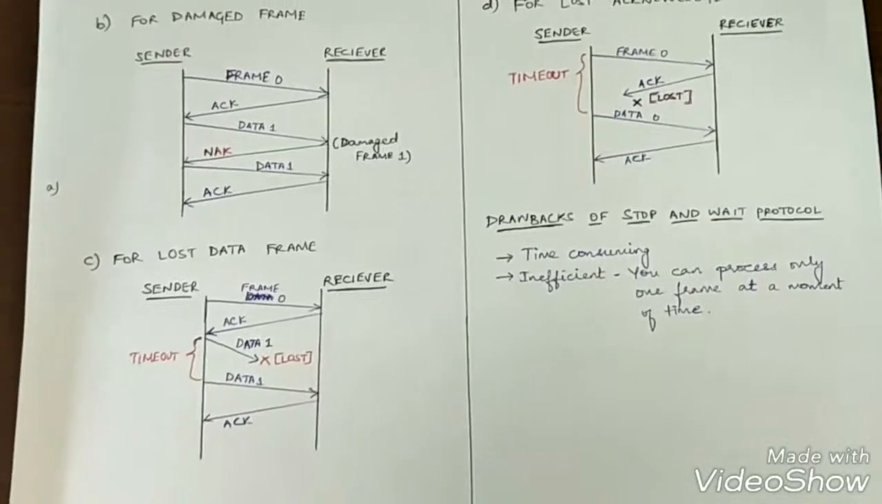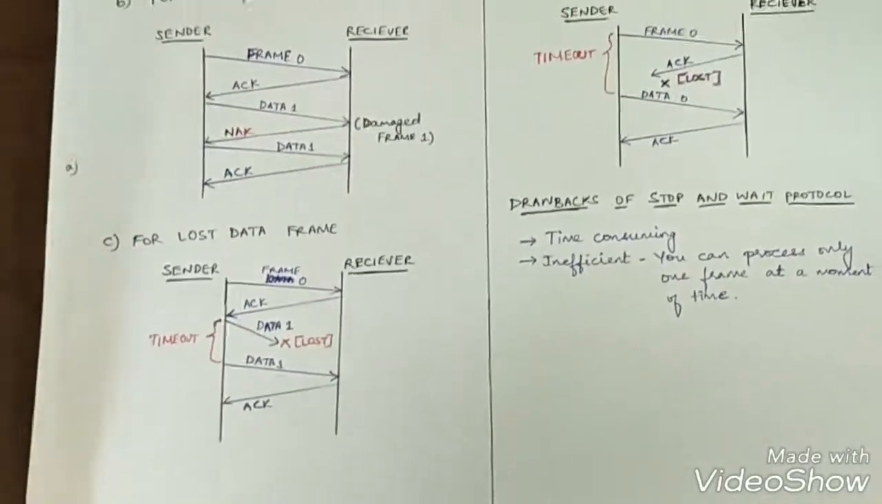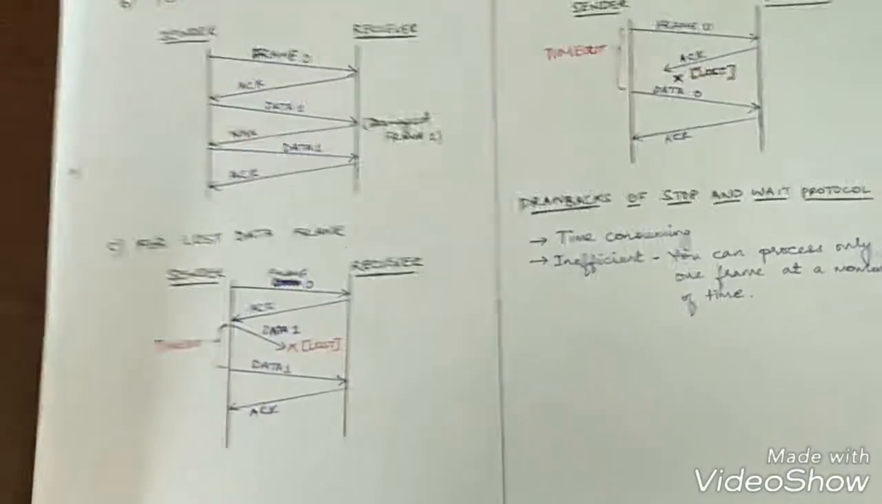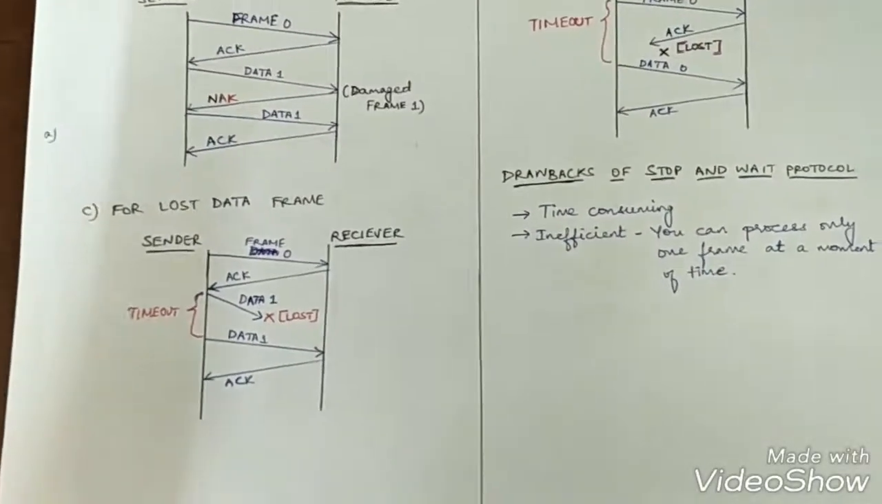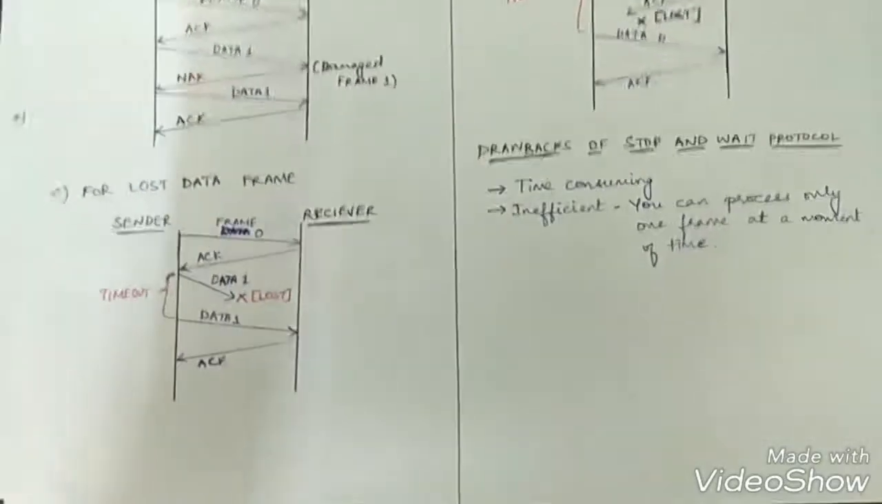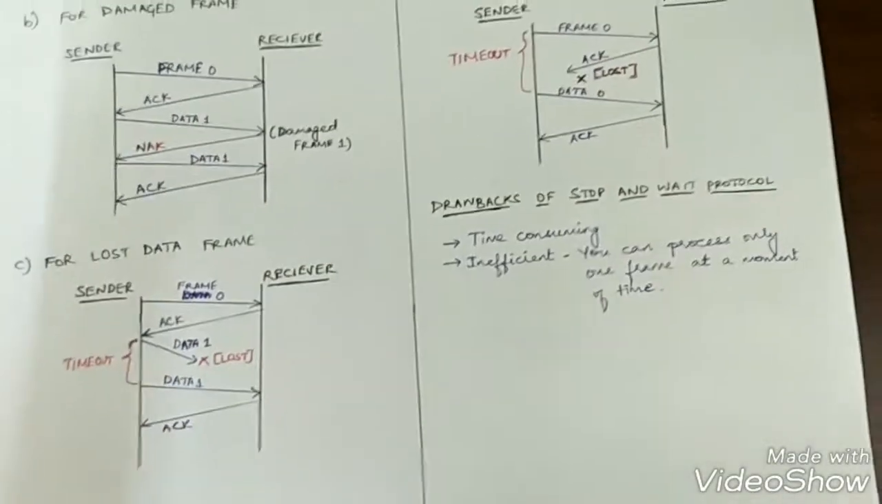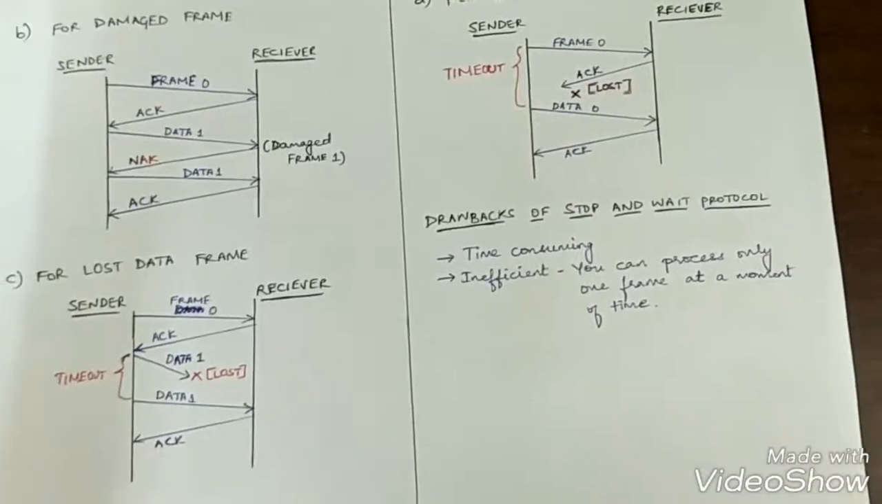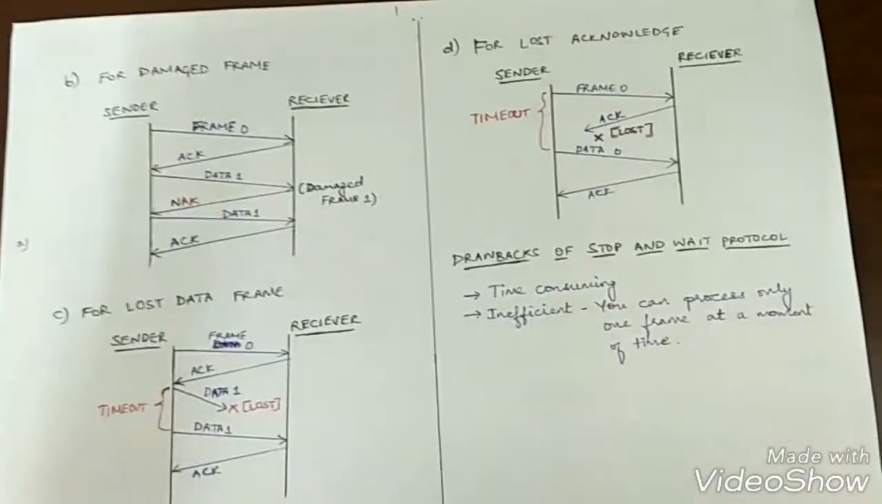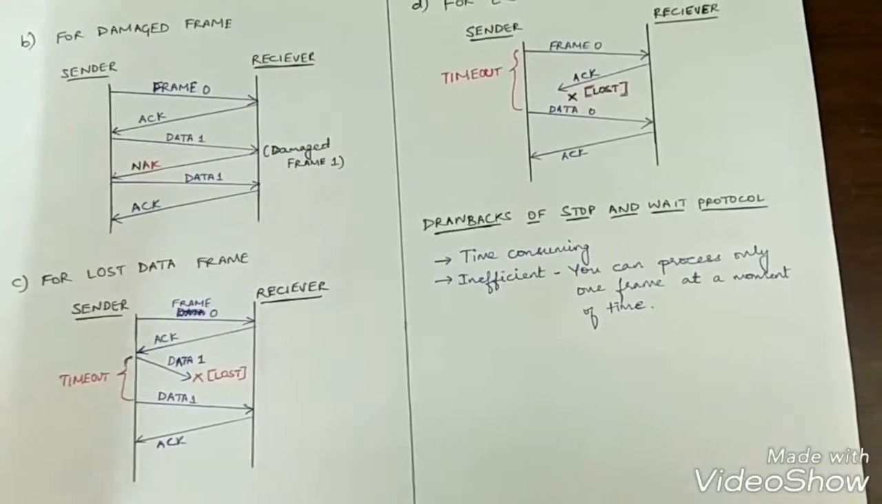In stop and wait ARQ, a sender sends a packet, then stops and waits for acknowledgement for further processing of packets. Now, the biggest disadvantage of stop and wait ARQ is that the process is very inefficient, as you can process only one frame at a moment of time.